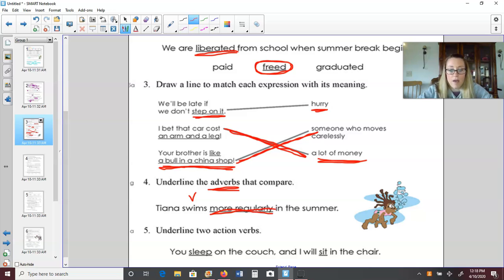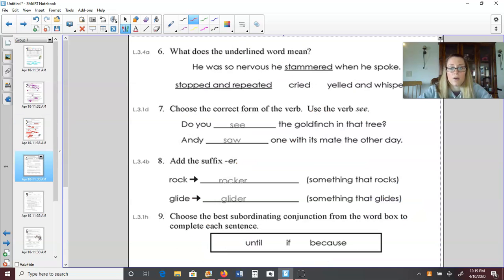Number 5, underline 2 action verbs. Okay, so we're talking about verbs. Verbs show the action in the sentence, and there are 2 of them. So you sleep on the couch and I will sit in the chair. What are the actions? Sleep and then sit. Those are actions. Okay? Over to number 6, what does the underlined word mean?